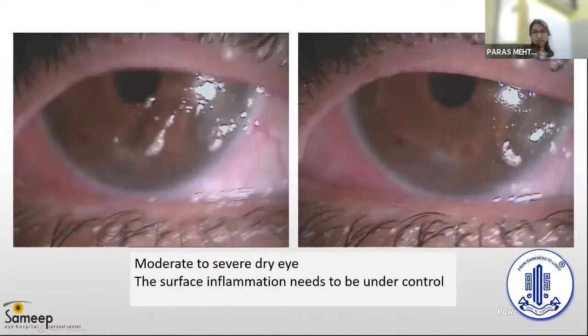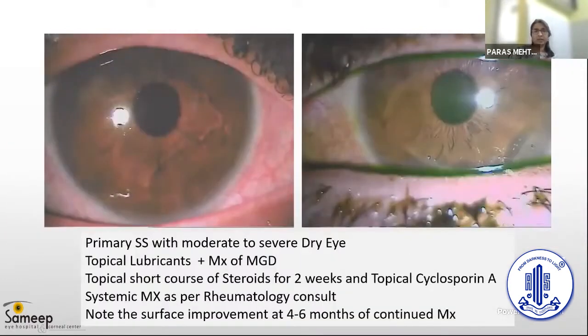This is a patient who is a known case of RA, or maybe Sjogren's syndrome, having moderate to severe dry eye. The surface inflammation is quite significant, and this really needs to be under control. Do not allow these patients to move on to this level. This has both the elements, evaporative dry eye as well as severe aqueous deficiency dry eye. You move on to the next slide, please.